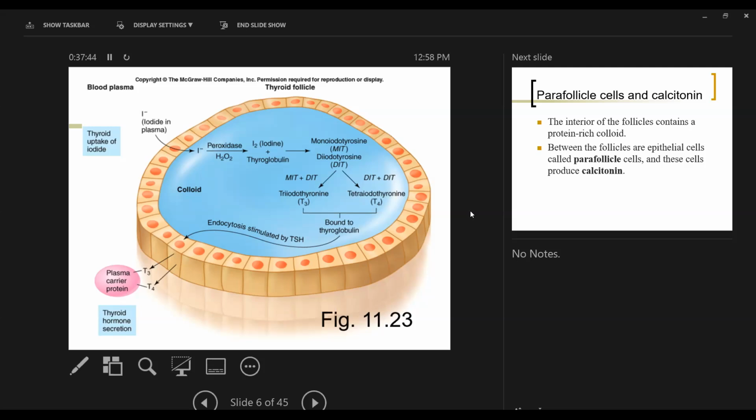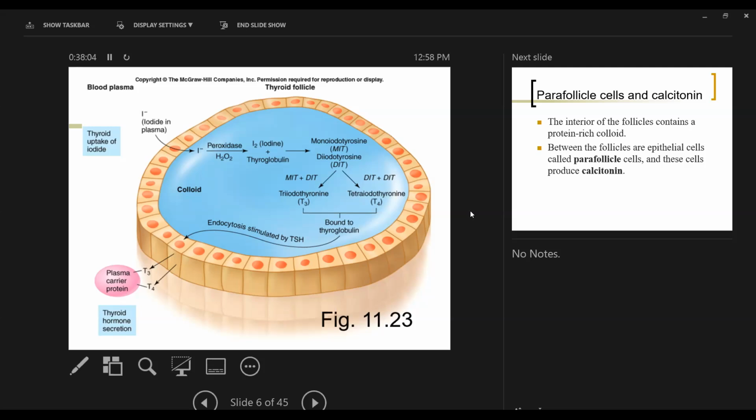Now the basolateral side are in contact with blood vessels. And on the basolateral side, there is a sodium iodide symporter. Sodium iodide symporter.